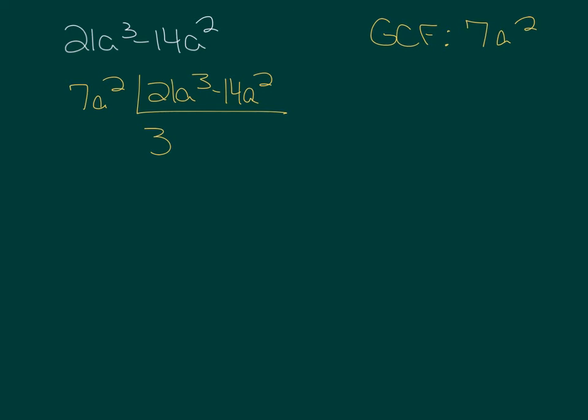A cubed divided by a squared is just a. If you need to see that, a cubed divided by a squared, when you're dividing, you subtract the exponents, you get a. Then 7 into 14, that's going to be a minus 2 because of that negative there. a squared divided by a squared, that cancels. So I end up with 7a squared times 3a minus 2.